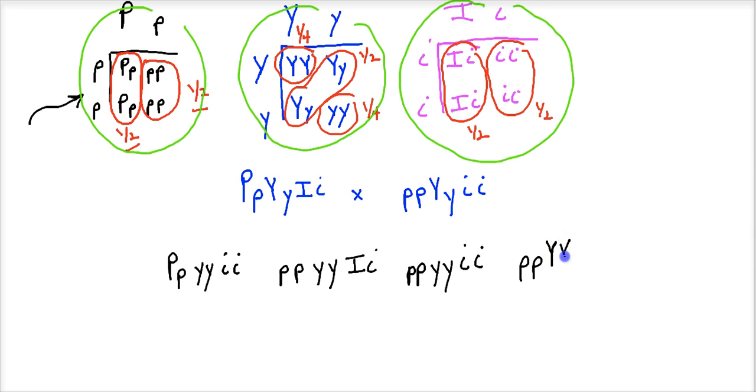Big Y? And then II? All right, two P's independently. This becomes Y and Y independently. This becomes little i independently. That's Mendel's law of independent assortment.